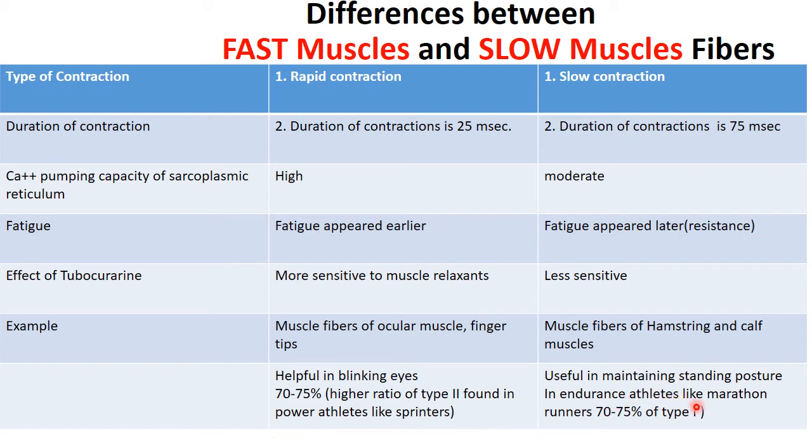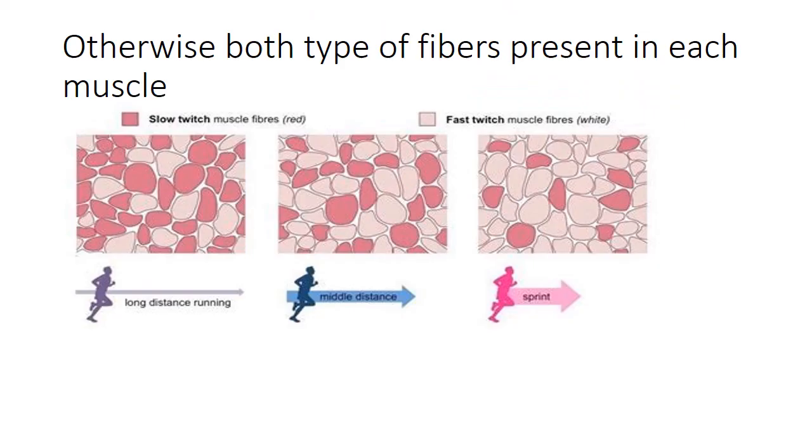Here it is postural or tonic muscle fibers. They will have more type 1 fibers, that is 70 to 75%, and they can be developed in endurance athletes like marathon runners. So this is the runner, and this is a picture which I have copied from another site. This is usually long distance running.